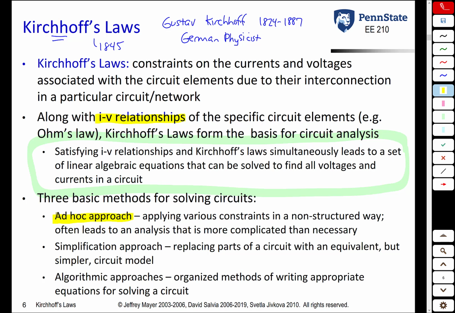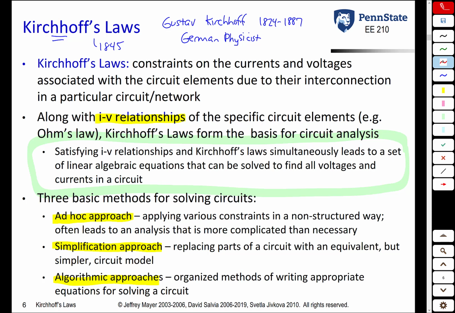A second approach to solving circuits is a simplification approach. In the simplification approach, the idea is to use different properties and rules and theorems to simplify the circuit to make it easier to solve. We'll be spending quite a bit of time using this approach to solving circuits. The third approach is an algorithmic approach where you very systematically write the different equations that you need to solve the circuit without simplifying the circuit first. We will also be spending a lot of time solving circuits this way.